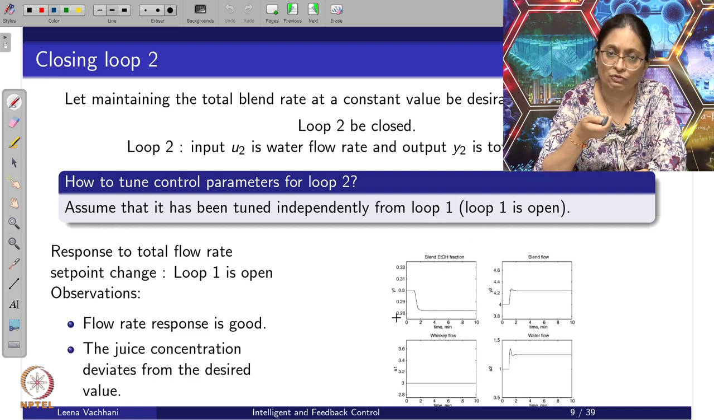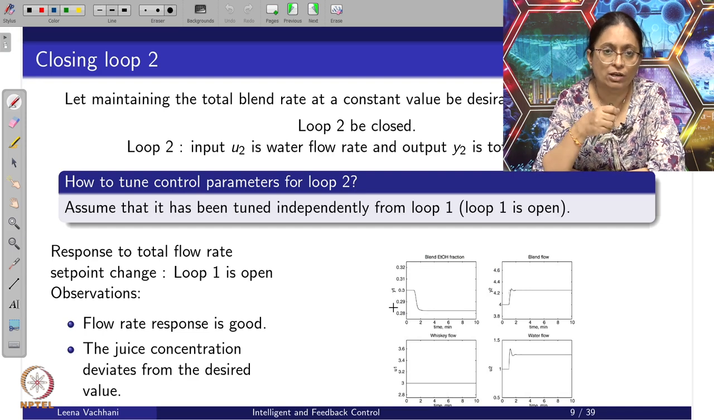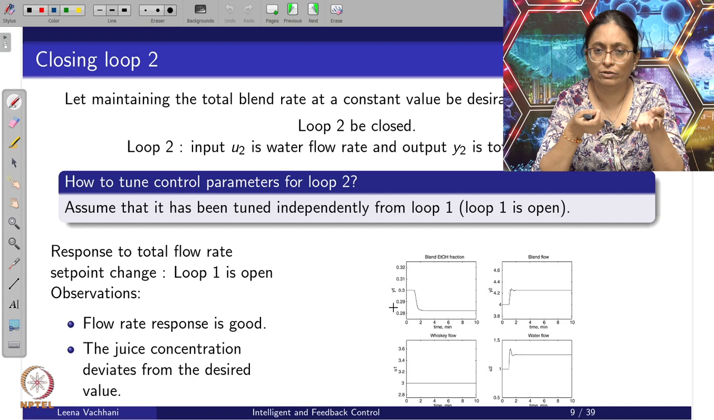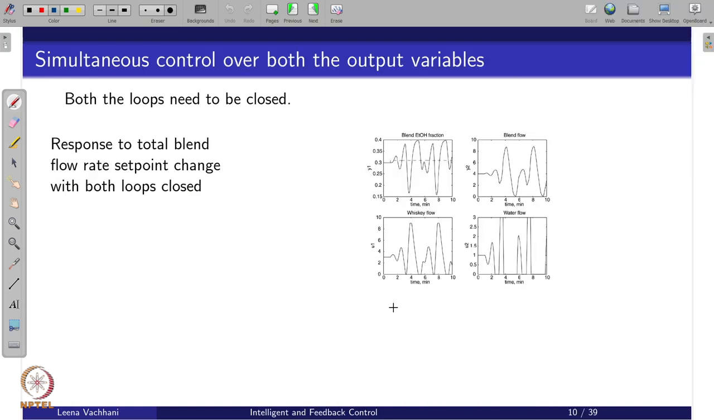All right. So we have seen that the objective of that particular loop is getting achieved, but the other output is getting affected. In order to control both outputs, we have to close both loops. But as soon as I close both loops, the outputs chase one another and are not able to control each other.